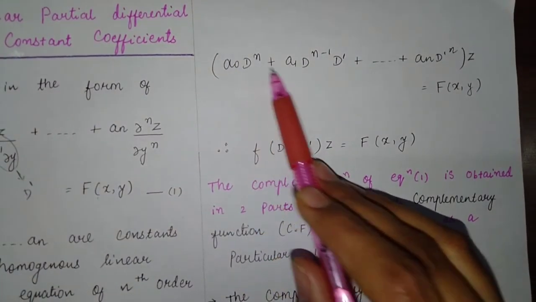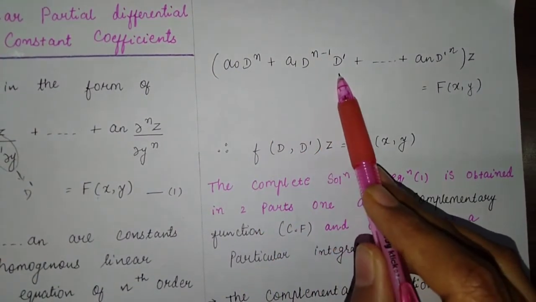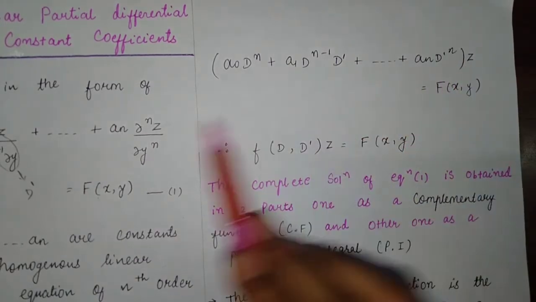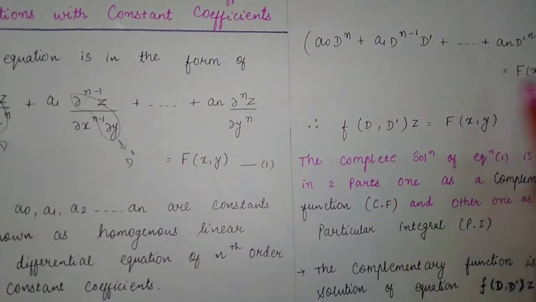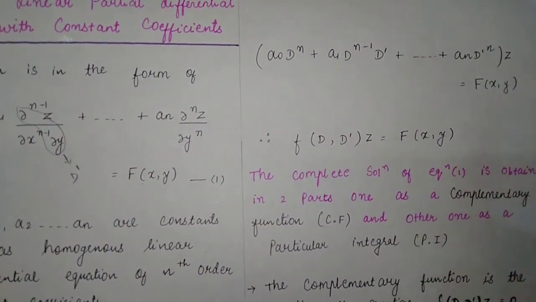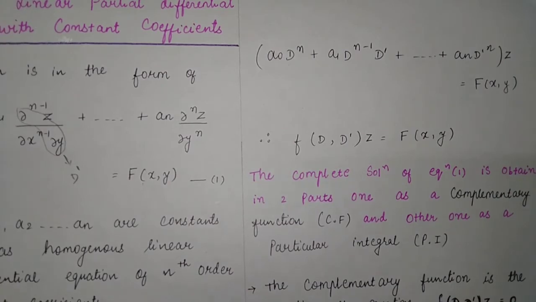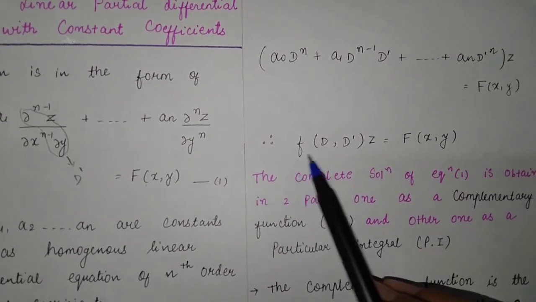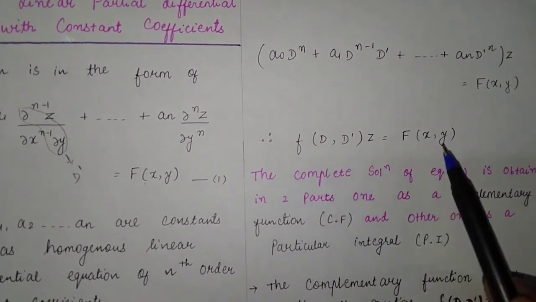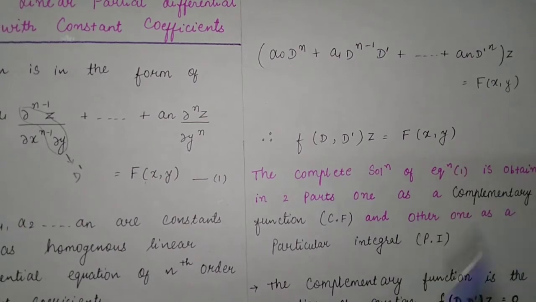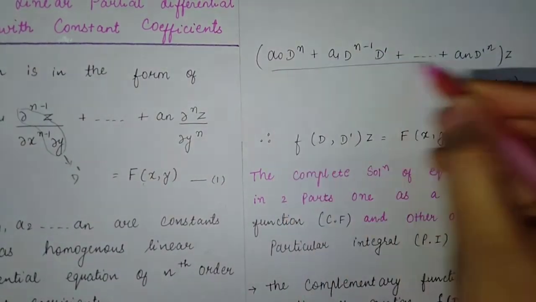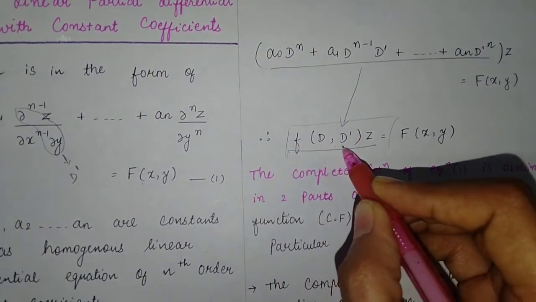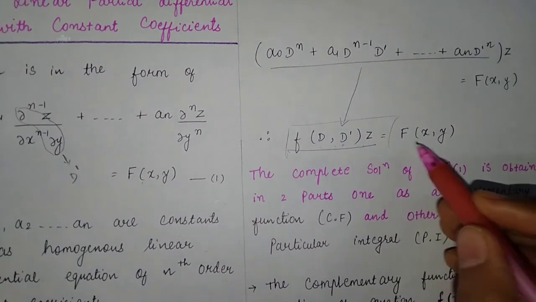a0 D raised to n plus a1 D raised to n minus 1 D dash up to an D dash raised to n, whole, and you have to take z common. I have taken z common, so it will be like this, equal to f of x comma y. So we can write this expression as f(D, D dash) z equal to capital F of x comma y. Okay. This whole term can be written in this form.